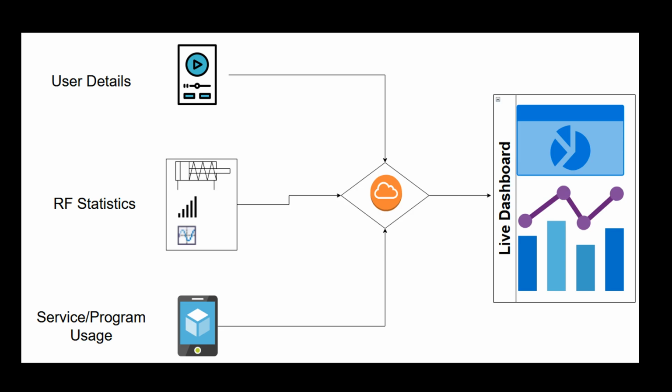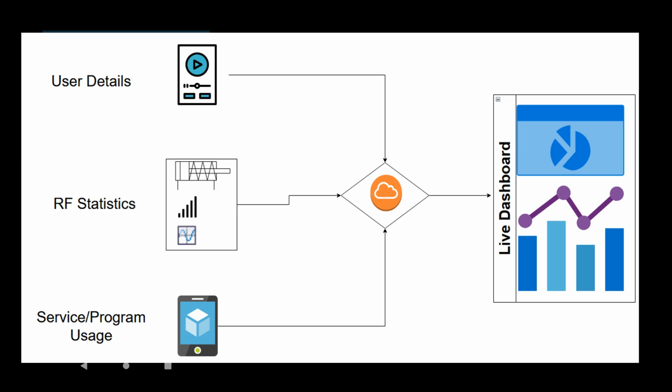Now I have the block diagram of the categories of data that we are collecting. It involves user details, RF statistics, and service program usage. These are then synced to the cloud and presented in a refined form on a live dashboard. This information will help us and our D2M partners gain more insight into demographics by age, location, and interest.